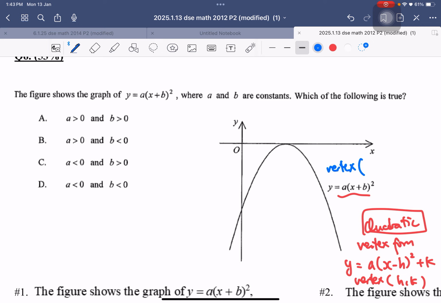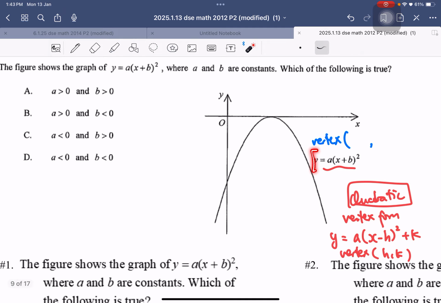The x is going to be, the first one is going to be what's going to put here. Like you compare this formula together with this formula. What's your h? It's A. What is the h? Minus b. Then what is the k? 0. So the vertex is actually minus b, 0. Is this okay? Okay? So this is your vertex.